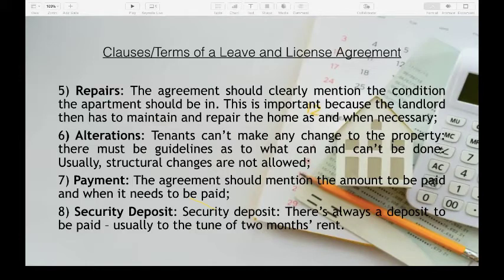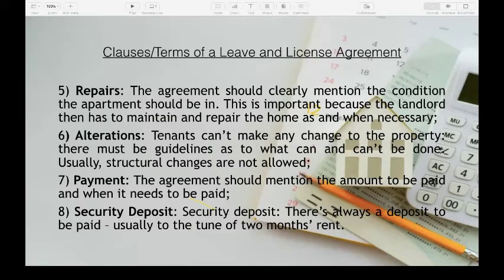The next point brings me to alterations. Usually the tenants can't make any changes to the property as I said, and usually the leave and license agreement itself contains some guidelines on what can be done and what can't be done. As I mentioned earlier, structural changes are usually not allowed. I didn't mention this earlier, but there are a few leave and license agreements which are known as rent agreements, which are only for a period of 11 months.